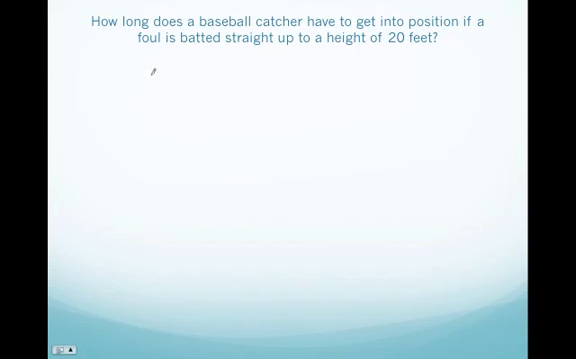I took and rewrote the problem up here so we'd have a little bit more room to work. So, if we bat this ball straight up to a height of 20 feet, that 20 feet is going to be my distance. So I know right off the bat I have a distance of 20 feet. Now one thing to remember is that we are in feet. Since we are in feet, that gives us a value for gravity of 32 feet per second squared.